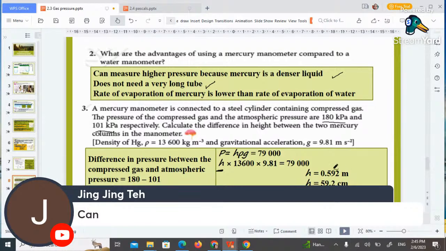So we are playing with the formula. Formula P equals H rho G, because the liquid is used in the manometer. That's why we use the formula for pressure in liquid. Do you have any question regarding this one?